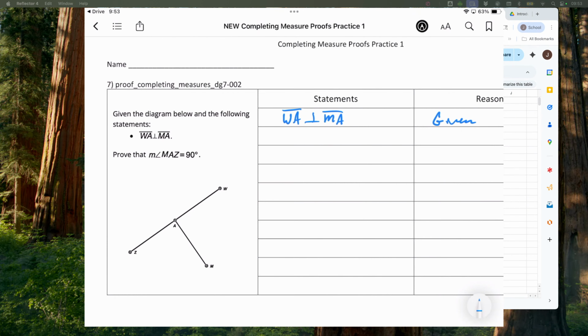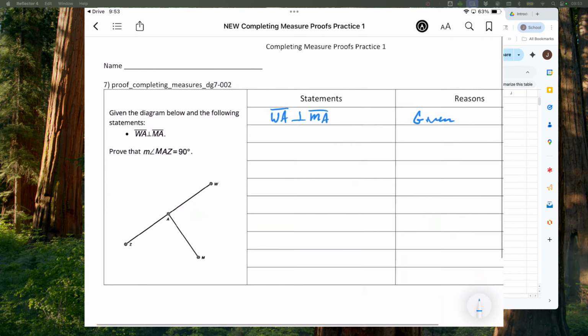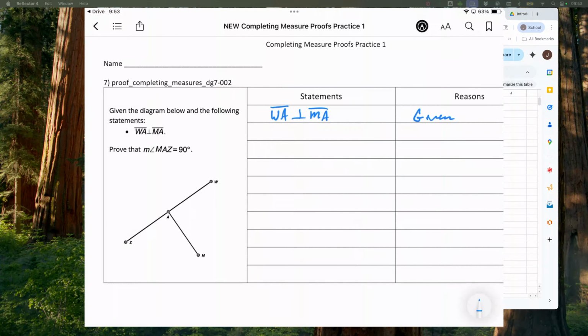So what we're going to do, we're going to say that the two angles together make 180 degrees. We're going to say that for one of the two angles, perpendicular means that it forms a 90 degree, that it forms a right angle. Then we're going to convert that to 90 degrees, and then we're going to subtract it.